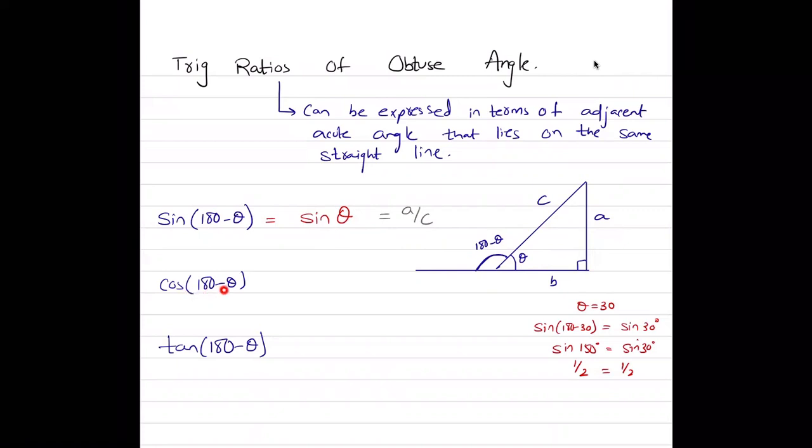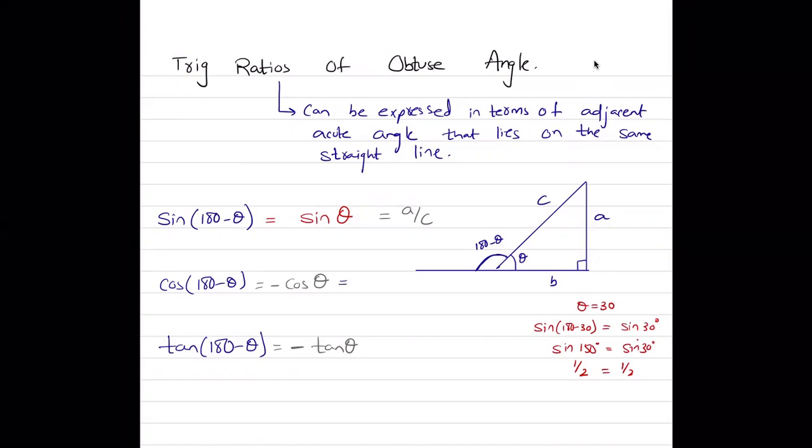Cos of 180 minus theta. Now the cos of an obtuse angle and the tangent of an obtuse angle are equal to the negative of the cos and tan of the acute angle. So cos of an obtuse angle is the negative of cos of an acute angle, and tangent of an obtuse angle, that is 180 minus theta, is equal to negative of tan of an acute angle.